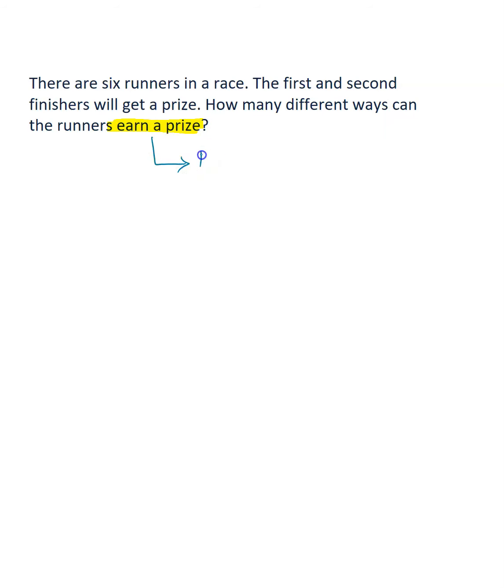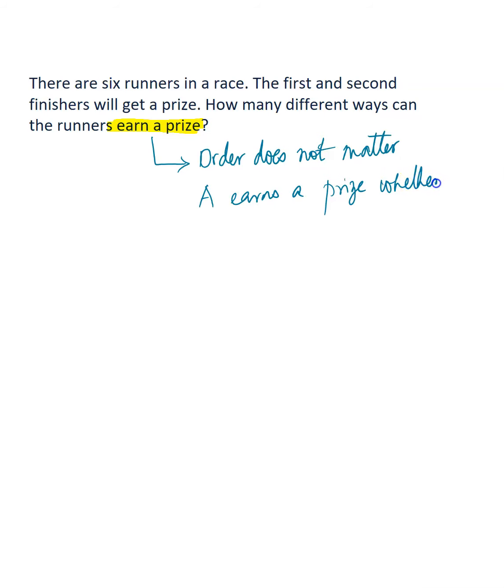So this means order does not matter. A and B earning a prize is the same as B and A earning a prize. So A will earn a prize whether they come in first or second, right? So I'll just write there: A earns a prize whether he comes first or second. When I say A, I mean runner A.